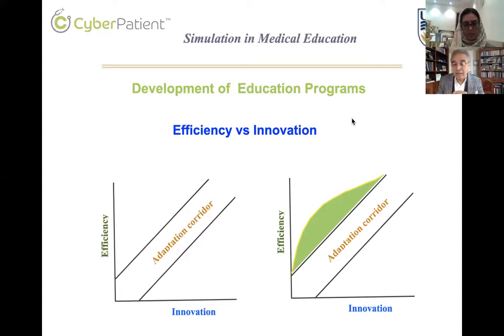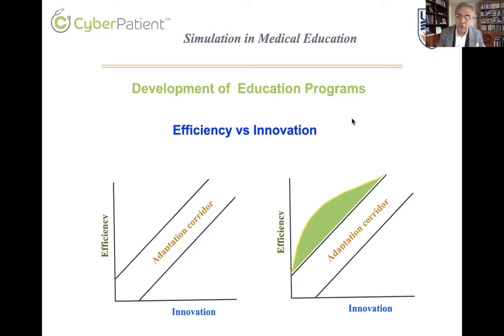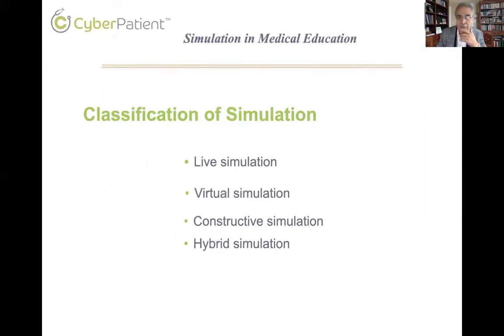And research has shown that if the adaptation corridor between efficiency and innovation is skewed toward efficiency, we do not train independent people. They go out there and they will not know how to act and how to manage themselves. It's not only in medical education, even K-12 education is the same thing. We examine them, and then they go on the streets and they lose themselves. So it is very important from my point of view to have a balance of innovation and efficiency when making programs for medical education.